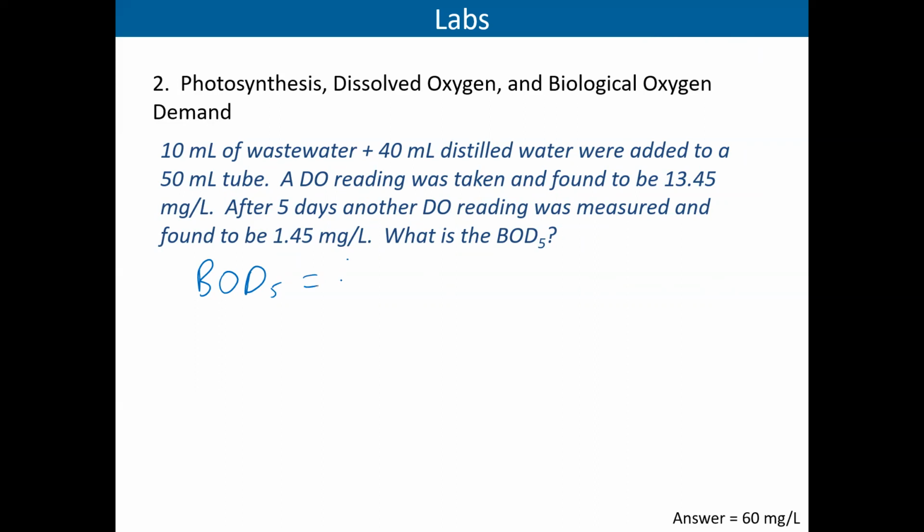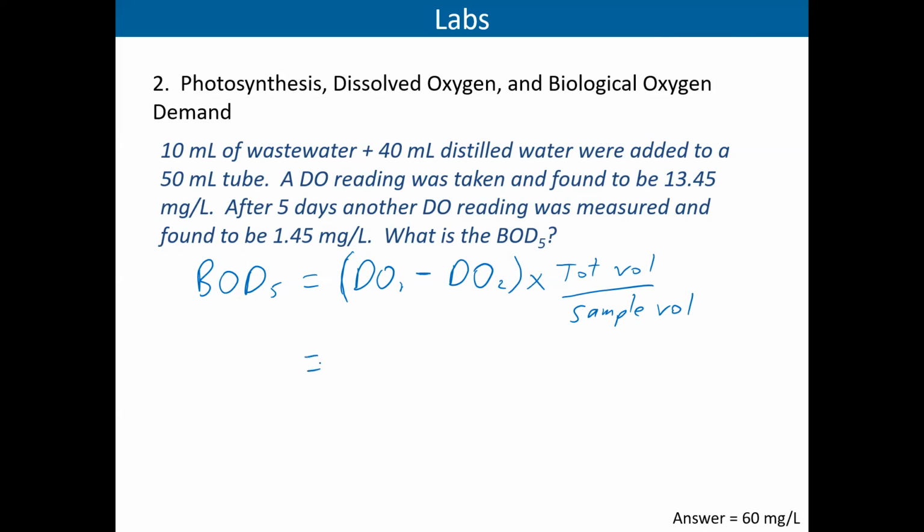The way this works is basically we take our dissolved oxygen first reading, DO1 we'll call that, and then we subtract DO2. And this is multiplied by the total volume divided by the sample volume. So there's a couple of different ways. I think I showed you that formula, but that's the way I remember the formula.